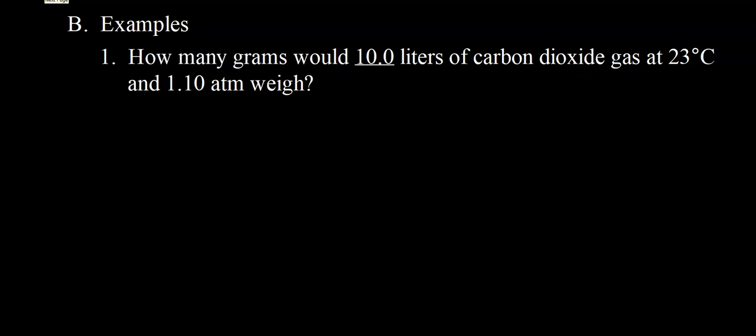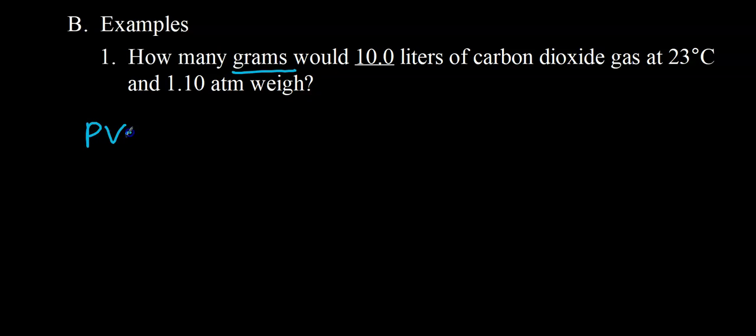First one: how many grams, so we're looking for the mass of a gas, how many grams would 10.0 liters of carbon dioxide gas not at STP weigh? Now again, if this is done at STP, we take 10 liters, convert that to moles using 22.4, and then convert that to grams using molar mass. But we're not at STP, so we cannot use 22.4, so we're going to use the ideal gas law.